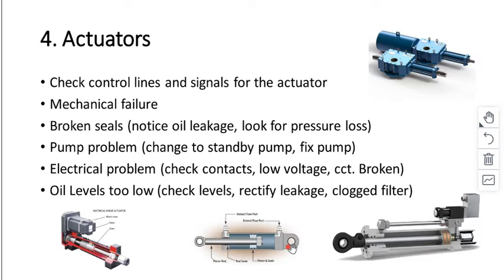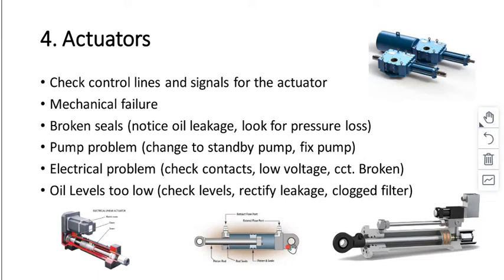It could be an electrical problem. So you check the contacts, you look for low voltages. Normal voltages for hydraulic systems tend to be 24 volts. So if suddenly you get about 16, 15 volts, it may suggest that something is wrong on your electrical lines. It could be a broken circuit.